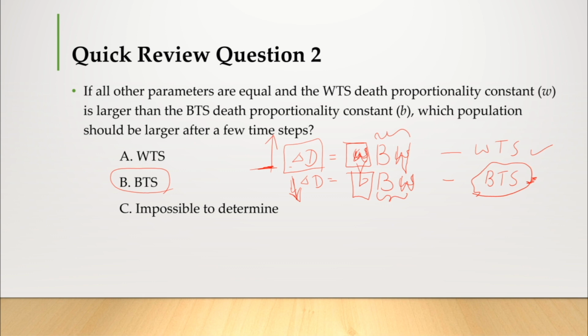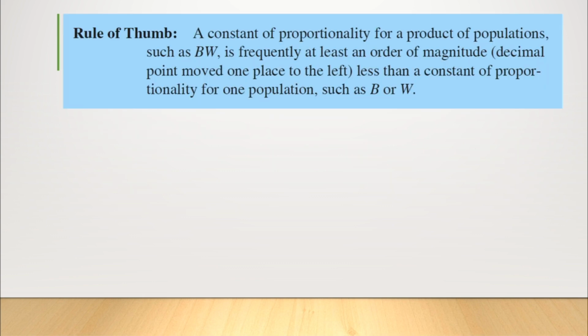Okay, so move on to the rule of thumb. This is something very interesting. The constant proportionality for a product of populations such as BW is frequently at least an order. So what this means is the proportionality constant for both of them, when they're talking about the population growth or anything like that.